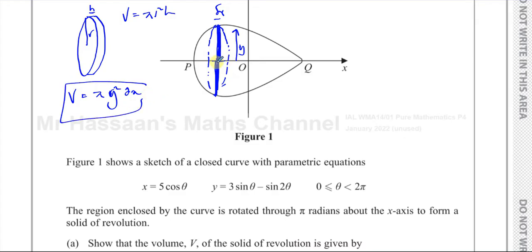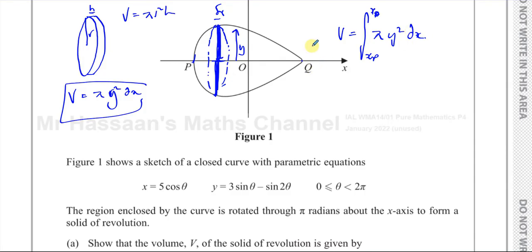That's going to be the volume, and we want to find the volume of all of those little cylinders all the way from P to Q. So you have to integrate pi y squared dx between the x coordinate of P and the x coordinate of Q. If you're finding the volume of this revolution in terms of x, that's what we have to do. That's the volume of this solid when it wraps around the x-axis. All right, that's what's going to give us that volume: pi y squared dx.